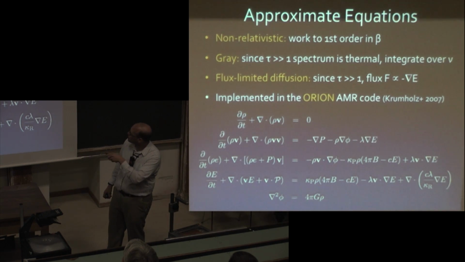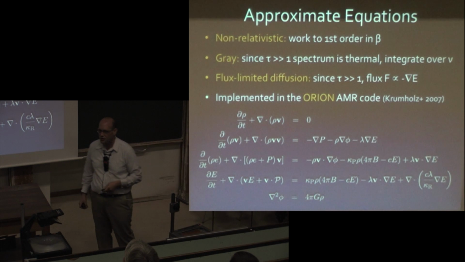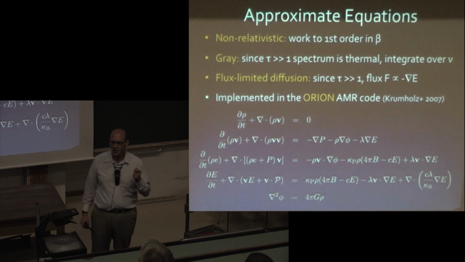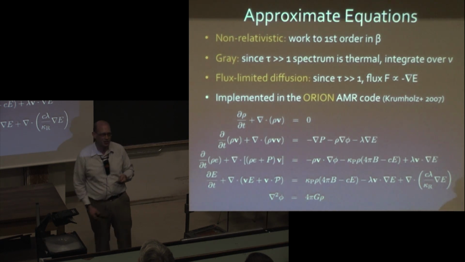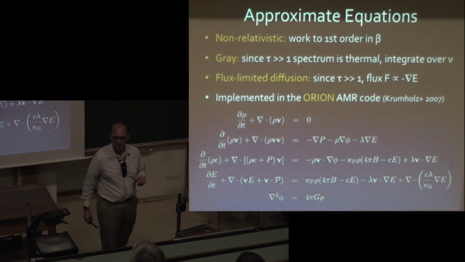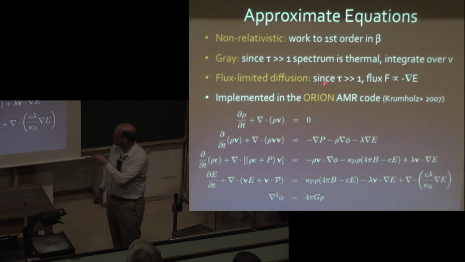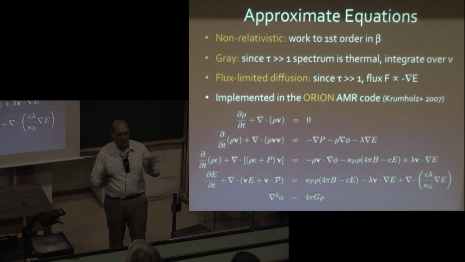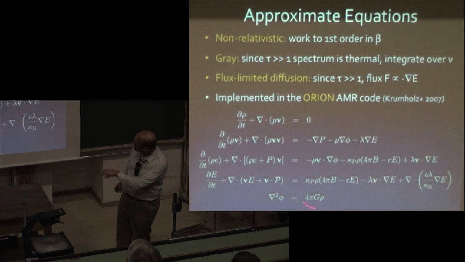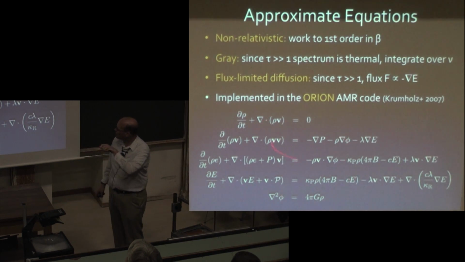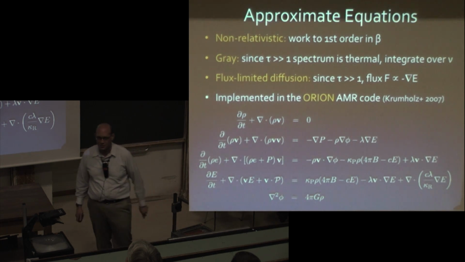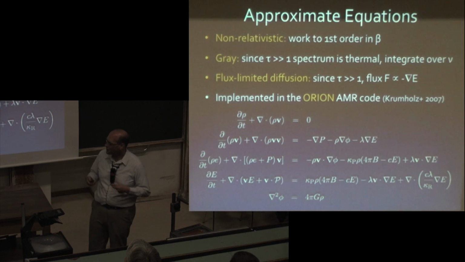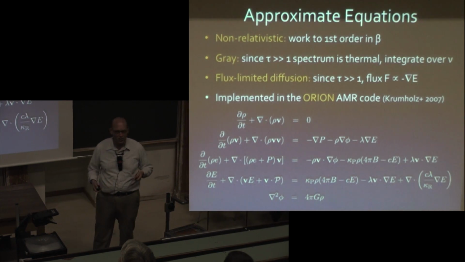Since it's optically thick, we can use what's called the flux-limited diffusion approximation, where we say that the radiation flux is just proportional to minus the gradient of the radiation energy density. Again, that's true under highly optically thick conditions. If you make all those approximations and do, again, a huge amount of math that I'm going to spare you, you get to these equations, and we've implemented these in Orion. So now we can simulate something like a star-forming region with radiation.